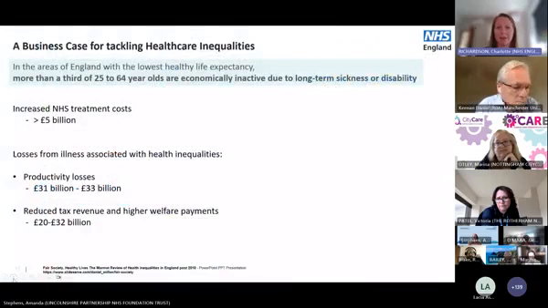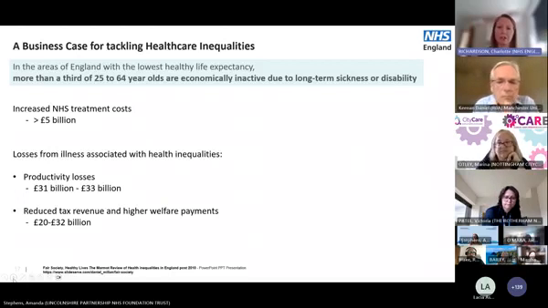So on the next slide, we can make the case that in addition to the moral argument for tackling healthcare inequalities, there's actually also a business case or an economic argument. So in the areas of England that have the lowest healthy life expectancy, more than a third of people of working age are economically inactive due to long-term sickness or disability. So that adds up to increased treatment costs, so cost to the health system of treating illnesses, the cost from decreased productivity and the cost of social support. So it's not hard to make that argument either.